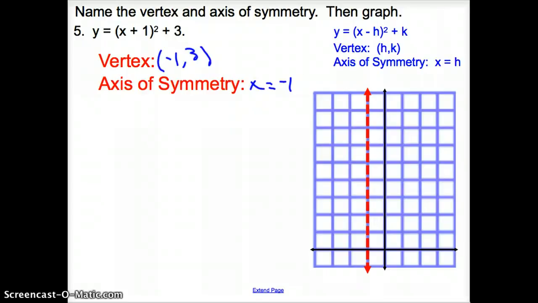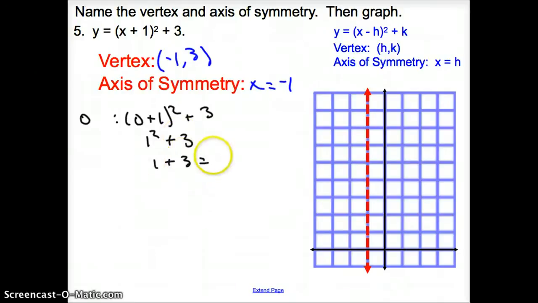We're going to graph it the same way we've been graphing the quadratic equations before. So I'm going to pick two numbers bigger than -1, which would be 0. I'm going to plug in 0 into this equation for my x. So here we go. I go 0 plus 1, that's squared, plus 3. And I get 1 squared plus 3, which is 1 plus 3, which gives me 4. So I have coordinate point 0, 4.